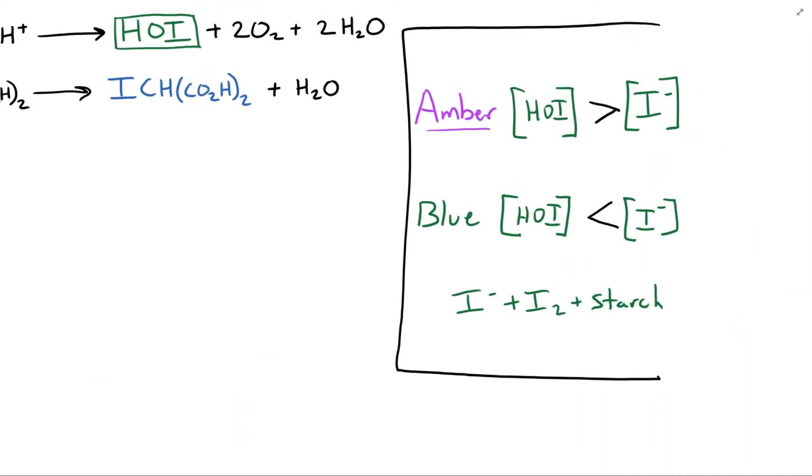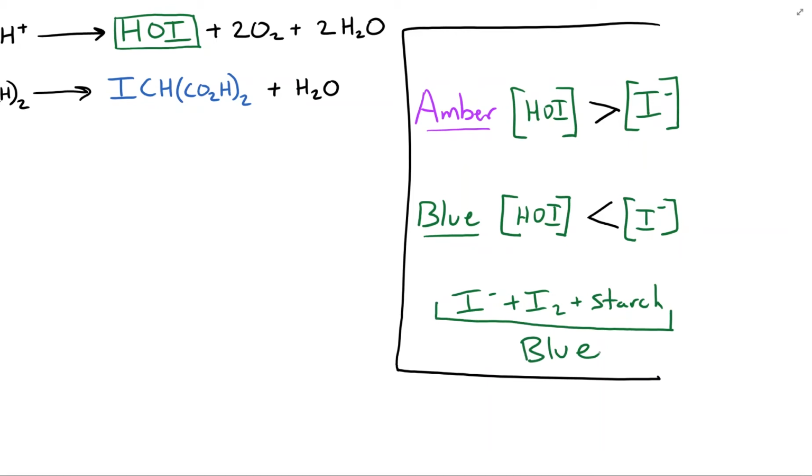And whenever HOI is less than I⁻, we'll get a blue solution. Why? This is because I⁻ combined with I2 and then starch, which we have some starch in the solution, produces a blue color. This is oftentimes a starch test that's done in biology classes, but here we're using it, instead of to show the starch, to show the I⁻.